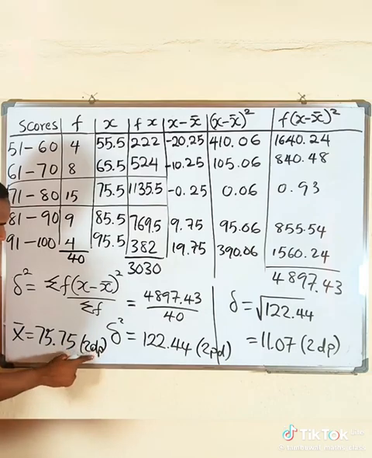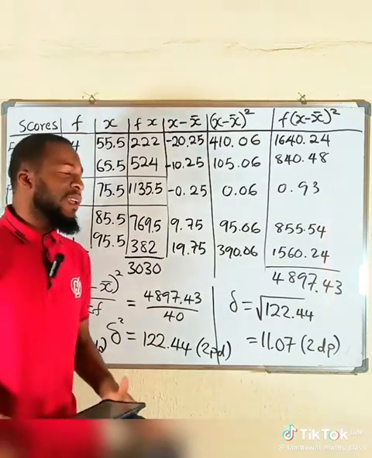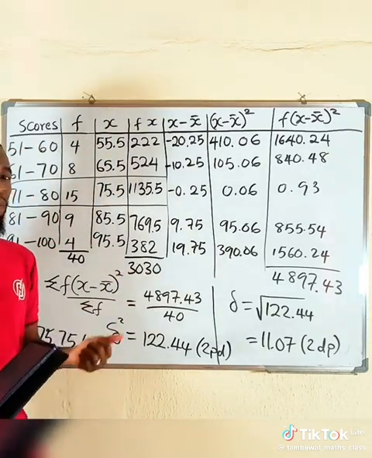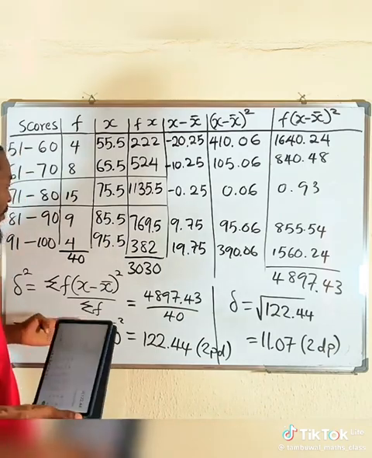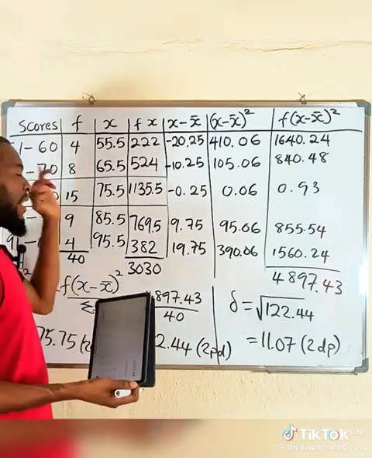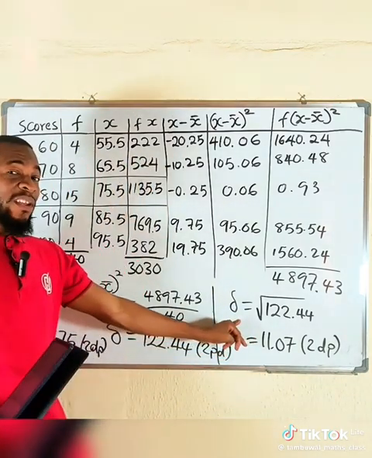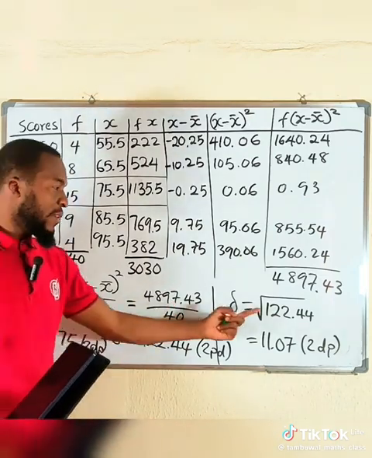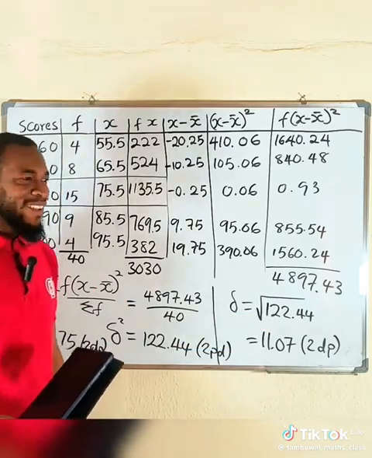2dp. So I think we have calculated all the 5 things I promised to show you how to find: the mean, the median, the mode, the variance, and the standard deviation. Even if the question didn't ask you for variance and asks you directly to find the standard deviation, make sure you find the variance first, then take the square root to find the standard deviation. Yes.